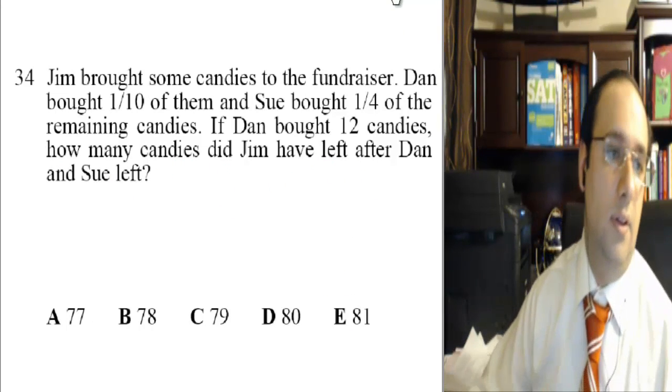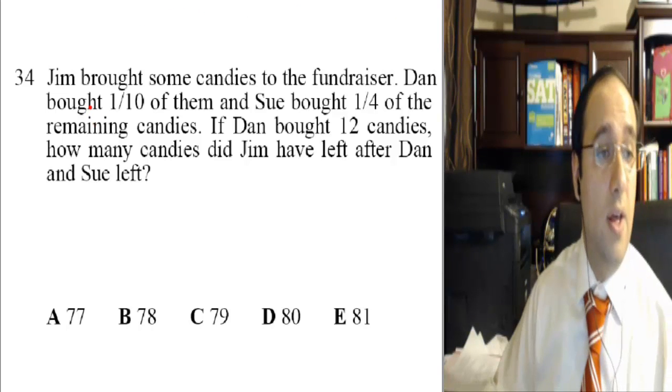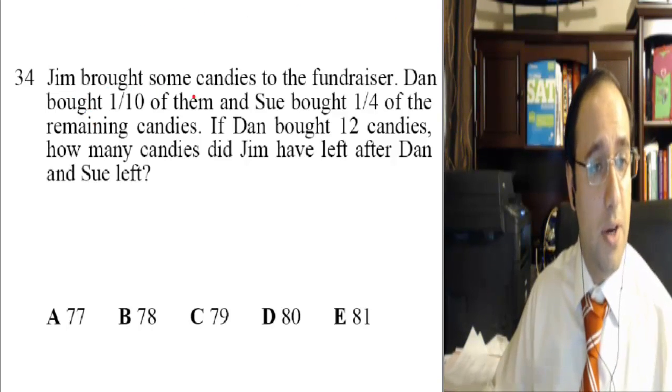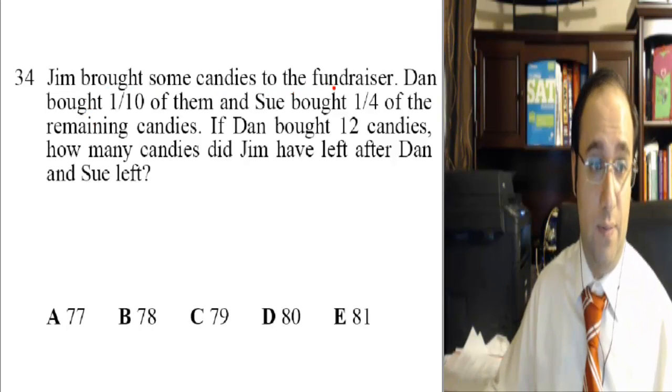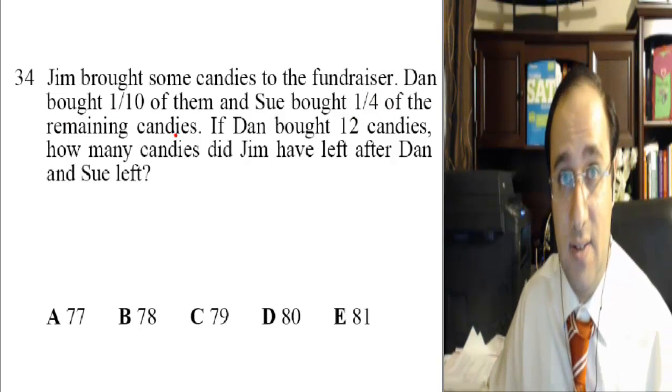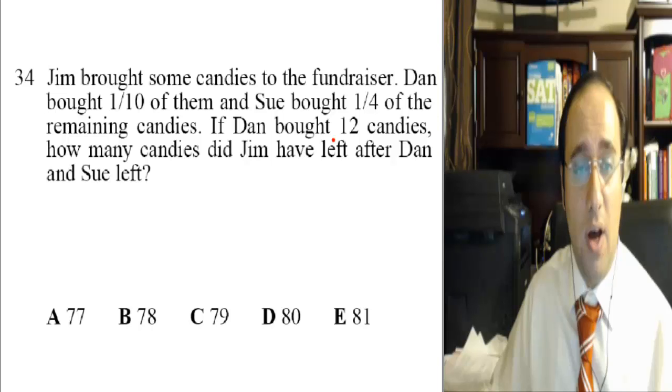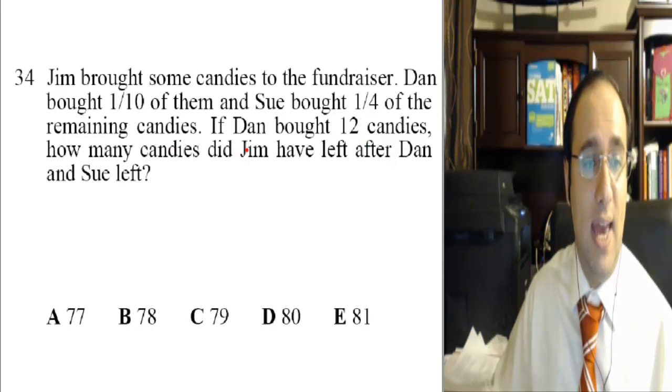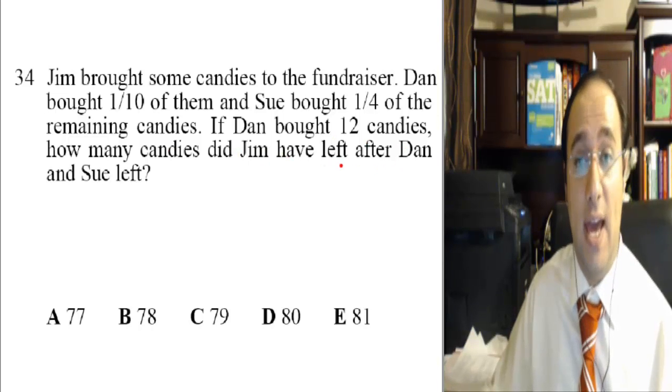Okay, let's go. Number 34. Jim brought some candies to the fundraiser. Dan bought 1/10 of them, and Sue bought 1/4 of the remaining candies. If Dan bought 12 candies, how many candies did Jim have left after Dan and Sue left?